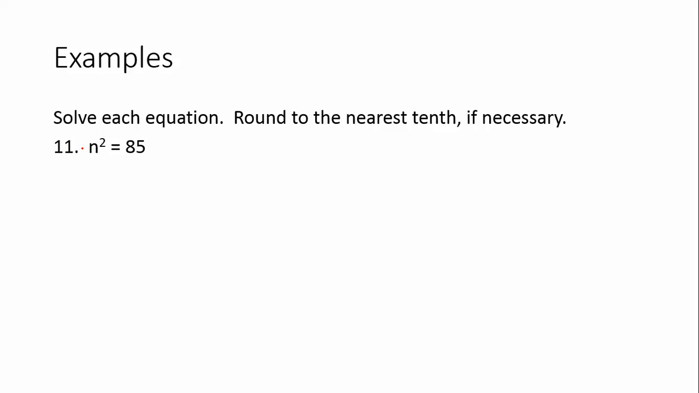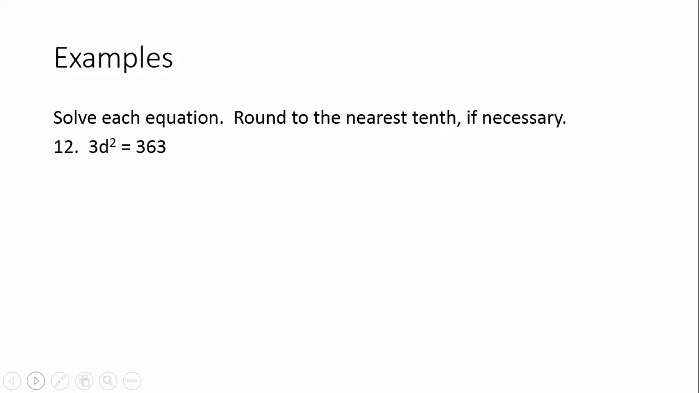Number 11, n squared equals 85. So we square root both sides. The square root and the square cancel each other out. So we get n equals, and 85 is not a perfect square. So if I square root 85 in my calculator and I round it to the nearest tenth, I get 9.2. And remember again, it's plus or minus because we're talking about positive 9.2 and negative 9.2. Squaring either of those numbers will give us 85.